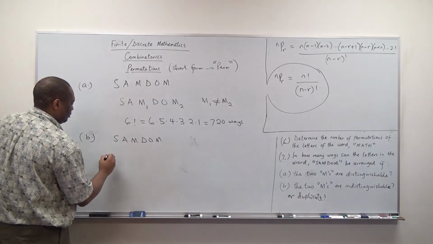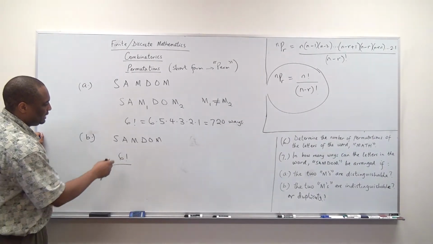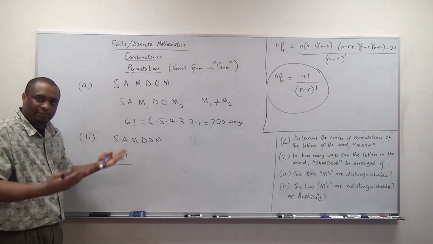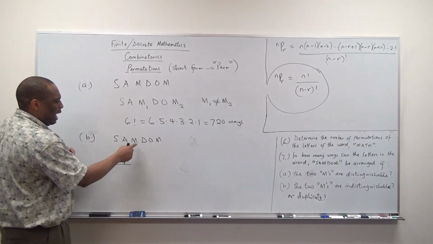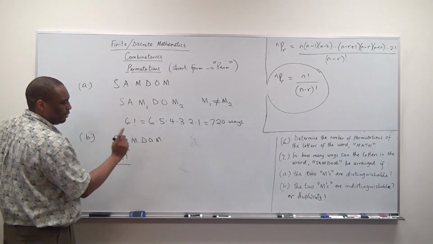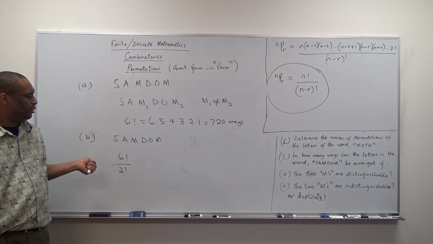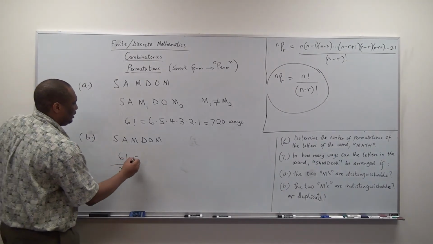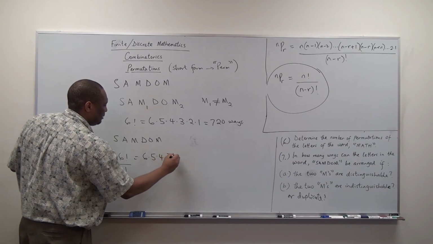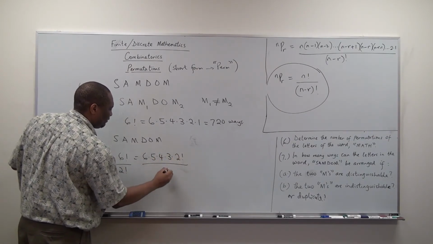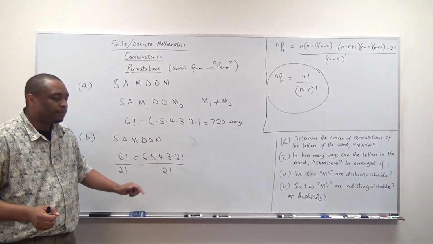So this is now 6 factorial. The number of ways you can arrange this will be 6 factorial, as if they were distinguishable, all over. How many duplicates do we have here? The 2 M's. 2 factorial. And that's how you do it. So this will now be 6 times 5 times 4 times 3 times 2 factorial, all over 2 factorial. You might ask me, why did I stop at 2 factorial over 2 factorial?